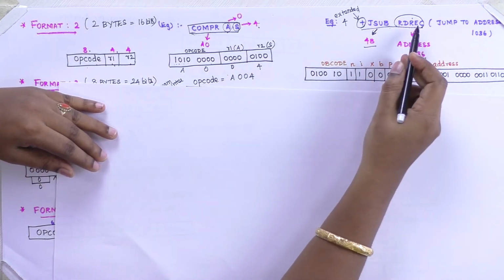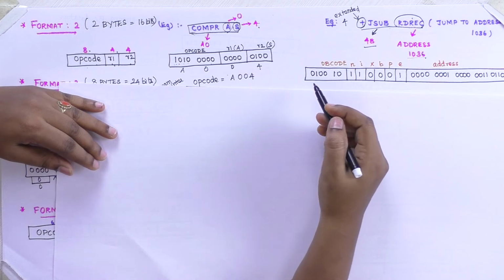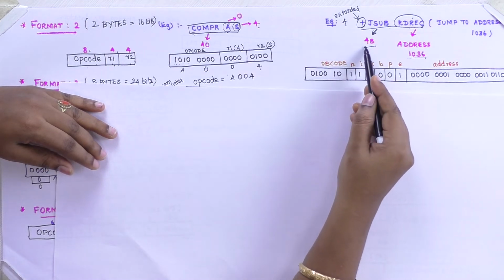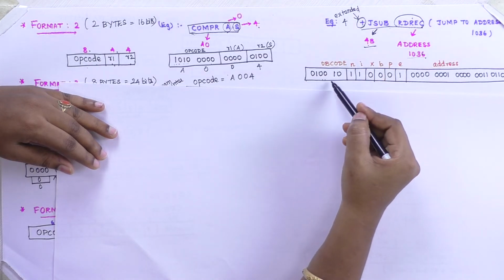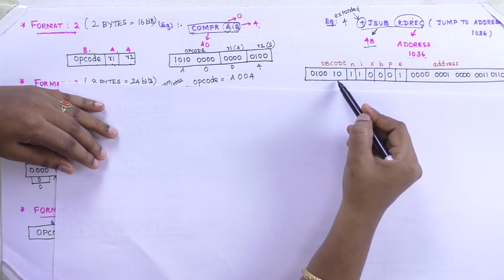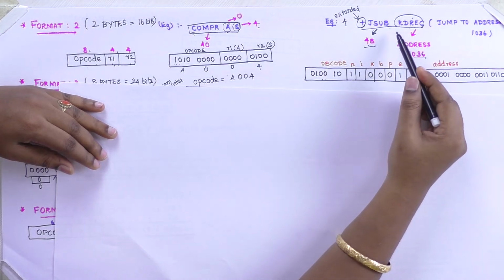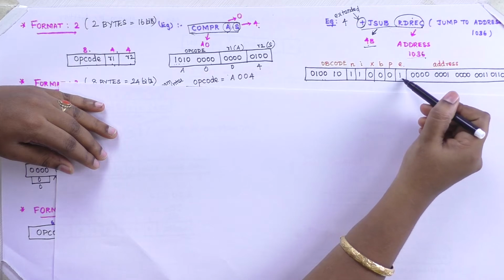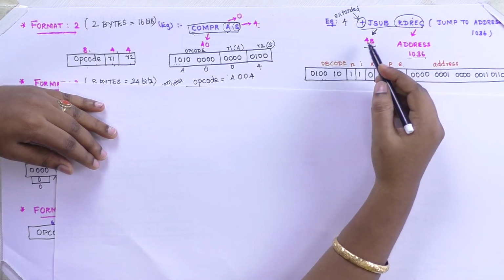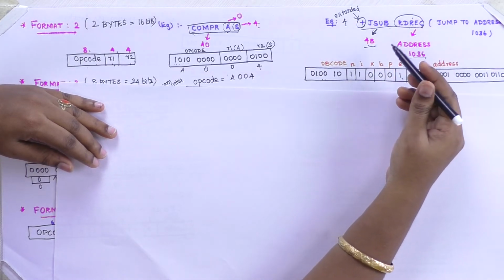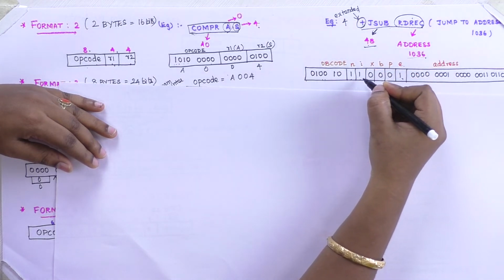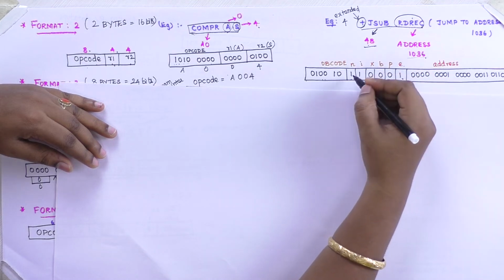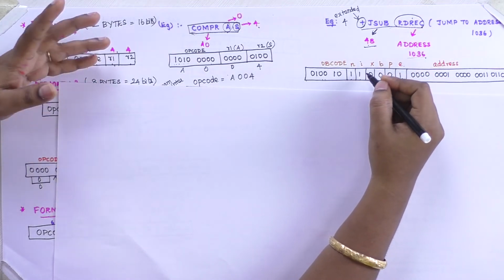Now let us write this instruction in instruction layout format. Opcode 4B, so it has to be written in 6 bits. 4 is 0100, B is 10. Only 2 bits I am writing. Then since it is a format 4 instruction, the value of E should be 1. This comes under simple addressing. If it is simple addressing, both the value of N and I should be 1, or either 0. So I am writing it as 1. You can write a 0 also.